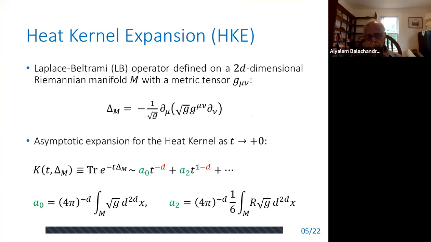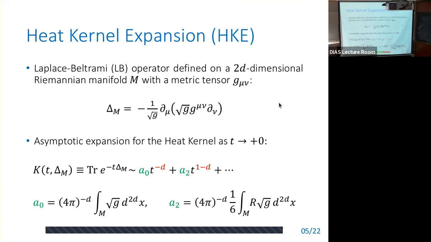The next topic is the heat kernel expansion. This is first defined by defining the Laplace-Beltrami operator, which is defined on a 2D-dimensional Riemannian manifold with some metric tensor g mu nu. And then the LB operator is given in terms of the metric and its derivatives. Using this operator, we define the heat kernel operator, which is just the LB operator exponentiated and multiplied by some parameter t. When we take the trace of this operator and consider the limit as t goes to zero, we get this asymptotic expansion where the coefficients a0 and a2 are geometric quantities of the space being considered. So a0 is proportional to the volume of the manifold, and a2 is proportional to the Einstein-Hilbert action of the manifold.